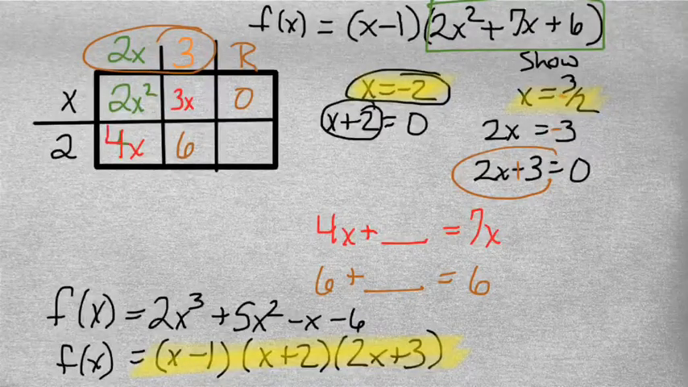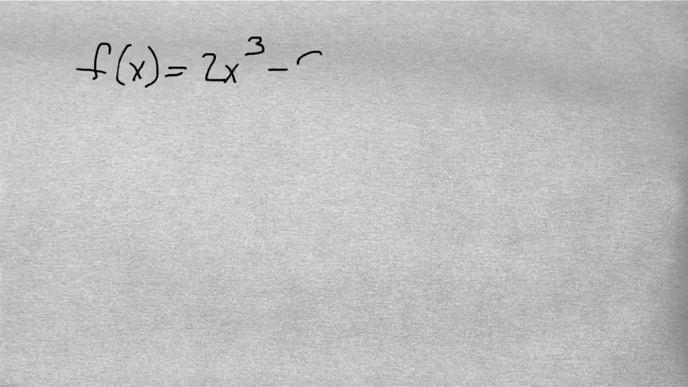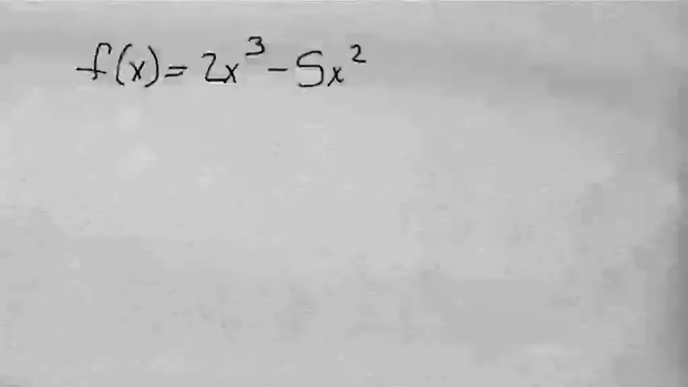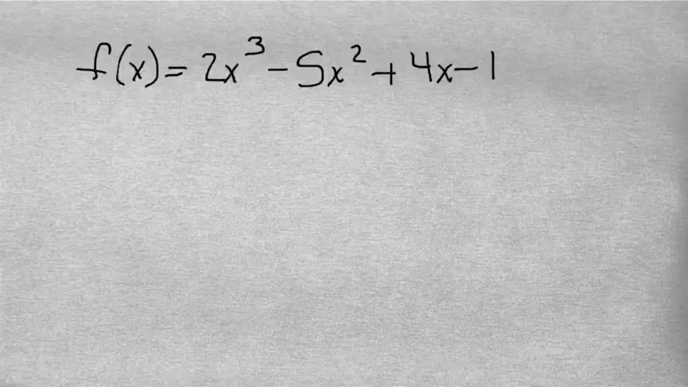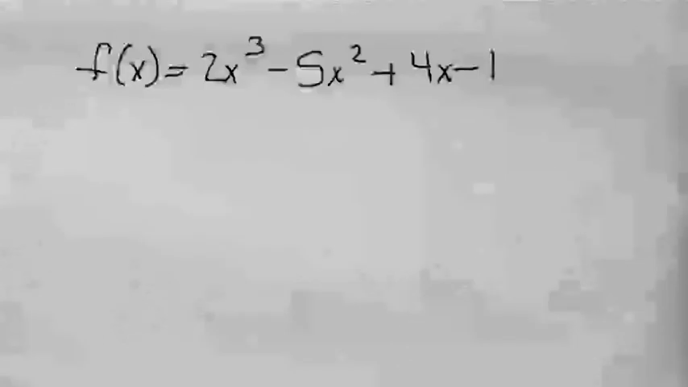The next thing I want you to do is I want you to work, and this is going to be one where you get to check it with the computer. And you're going to work out the problem f of x is equal to 2x cubed minus 5x squared plus 4x minus 1. Work through this, check it with the computer, and then y'all will get to start on your homework.